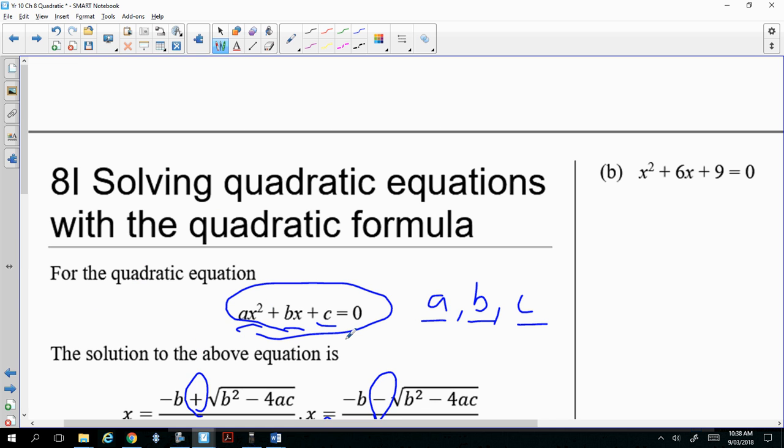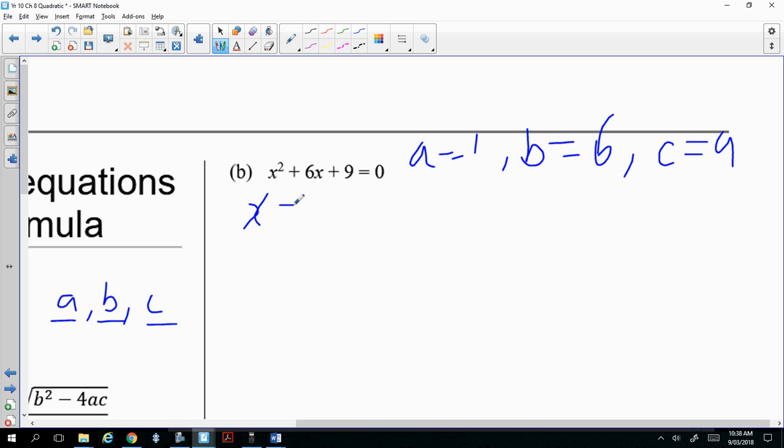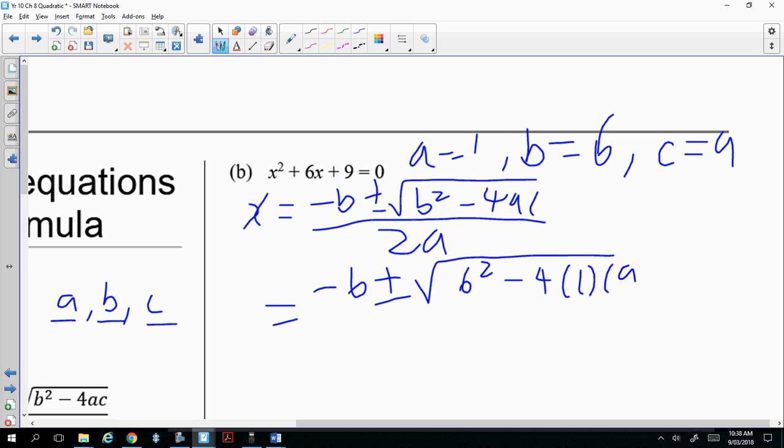Okay, let's do the next one. What's a? a is 1, b is 6, and c is 9. Let's do that. So you get x equal, write the formula first. The more you write it, the easier it becomes. I wrote this formula many times, so I memorized it. So you do -6 plus or minus the square root of 6 squared minus 4ac, over 2 times 1. And then you work out. So what do you get this time?